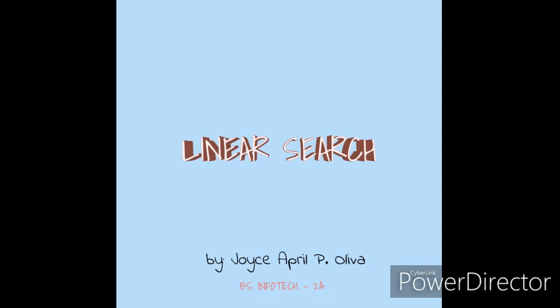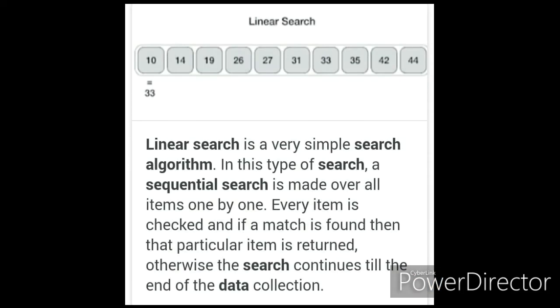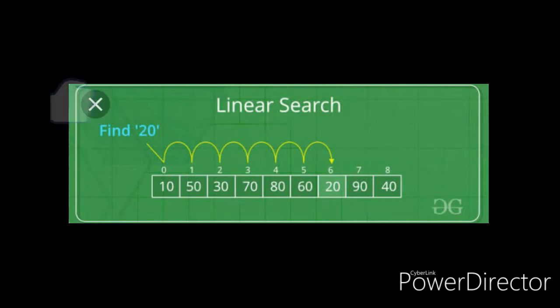So my topic for today is linear search algorithm. So first, what is linear search algorithm? Linear search is a very basic and simple search algorithm. In linear search, we search an element or value in a given array by traversing the array from the starting till the desired element or value is found.